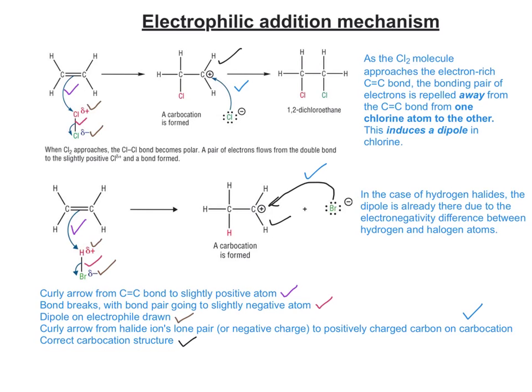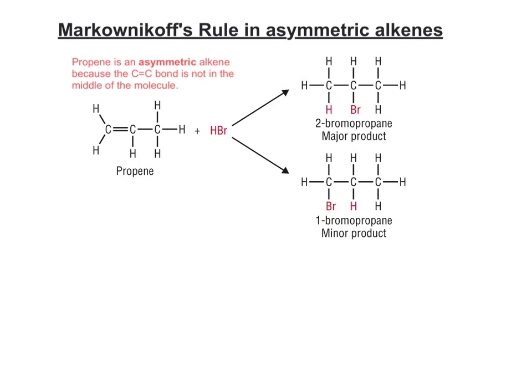Okay, so now let's have a look at something called Markovnikov's rule, which is to do with this mechanism, but it applies to what we call asymmetric alkenes. The two you see here, ethene, is a symmetric alkene. So you'll see that propene is an asymmetric alkene compared to ethene. And instead of one product being made, you get two products, one being what we call a minor product, and one being called a major product.